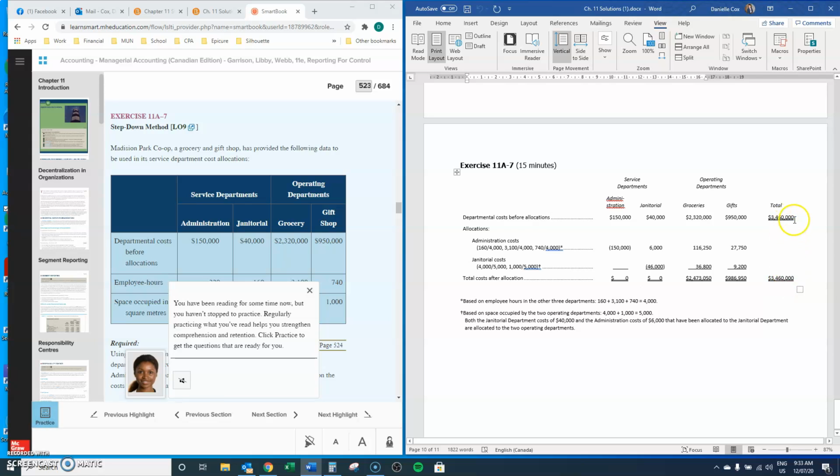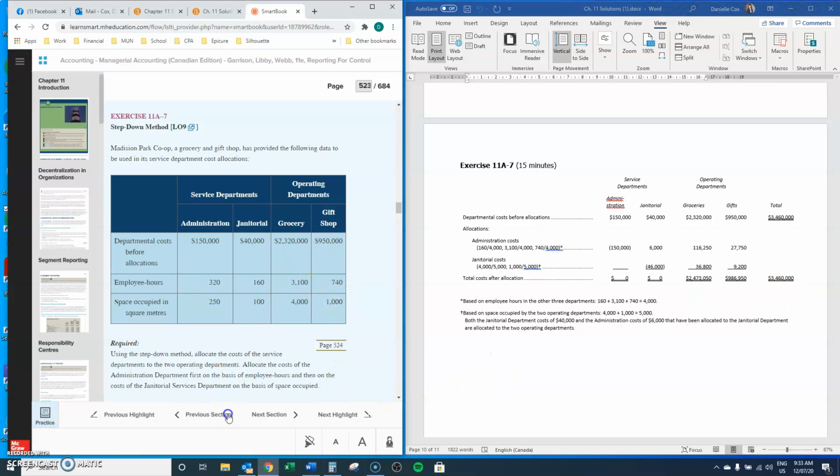So if you do this in a testing situation, or anytime you have this question, and your amounts match, then chances are you've done it right. But if your amounts do not match, then go back and see what you've done wrong. Okay, that is it for that question.